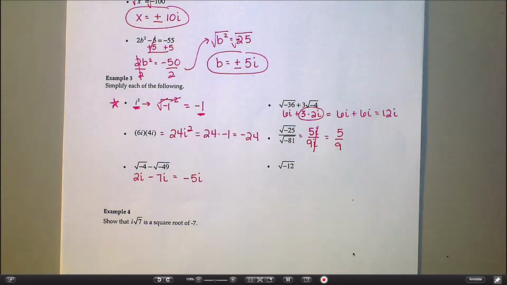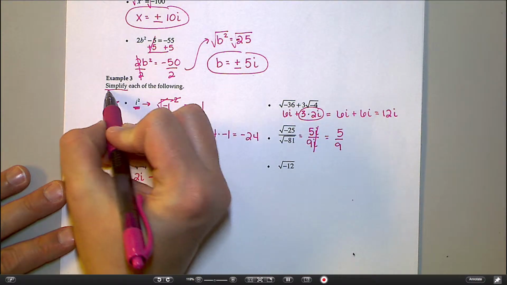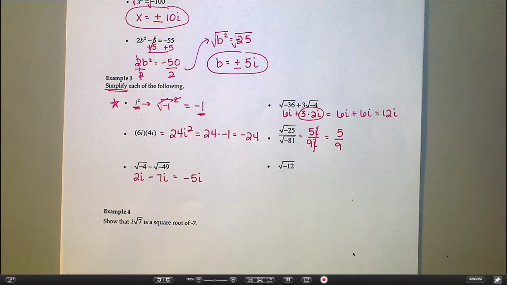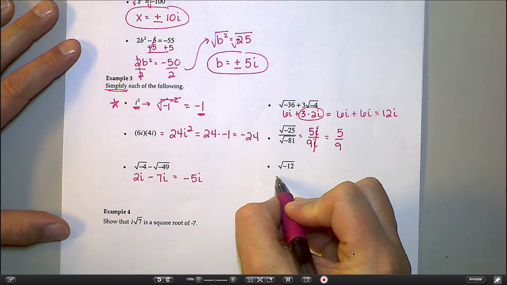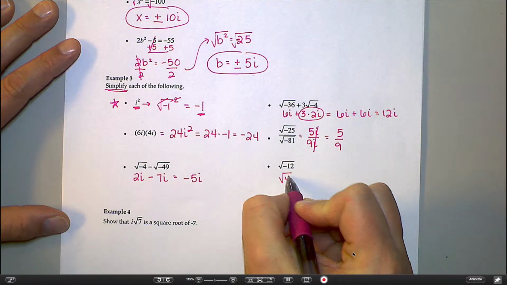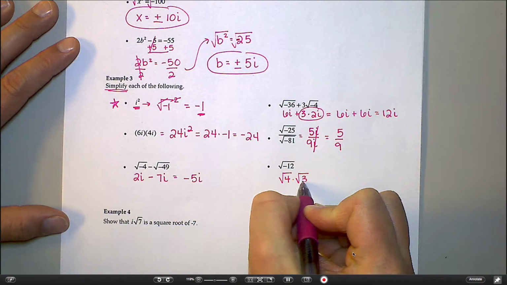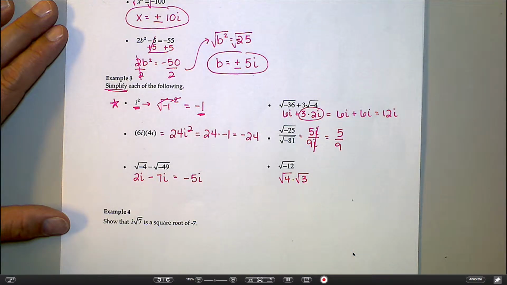All right, now, next one says the square root of negative 12. Is that one that you can just spit out a number for? No. And notice the directions say simplify. Simplify is like what we were doing yesterday. So we want to try to write this using one of our perfect square numbers. How could I do it? 4. So I could write this as 4 times 3, right? What am I missing?